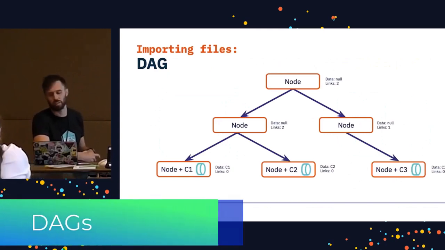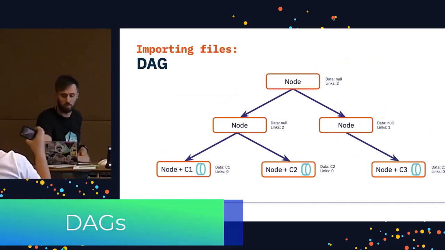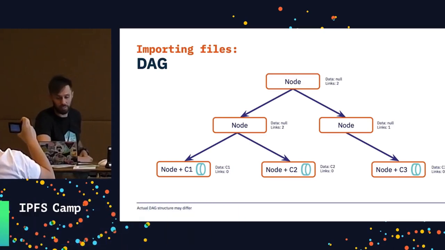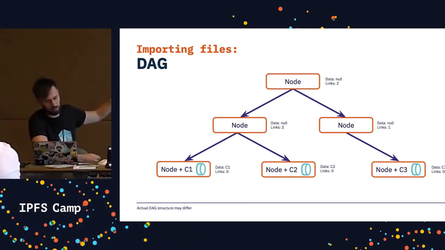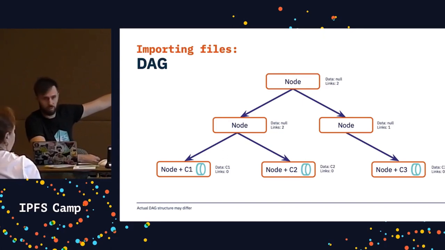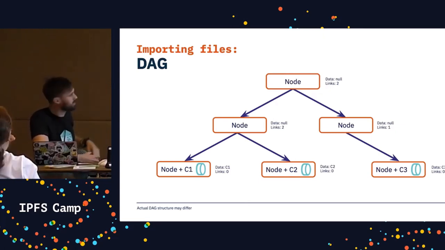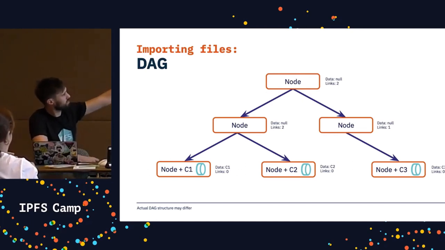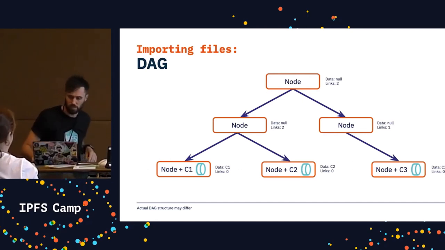So these chunks are arranged into a tree structure, which is a DAG. We've already talked about items in the graph being called nodes. Not every node needs to contain a chunk of the file. Some of these nodes are intermediate nodes. They could contain chunks of files, but they don't always. In this example, they don't. So we've got these three chunks in the leaves of this DAG that has been created.